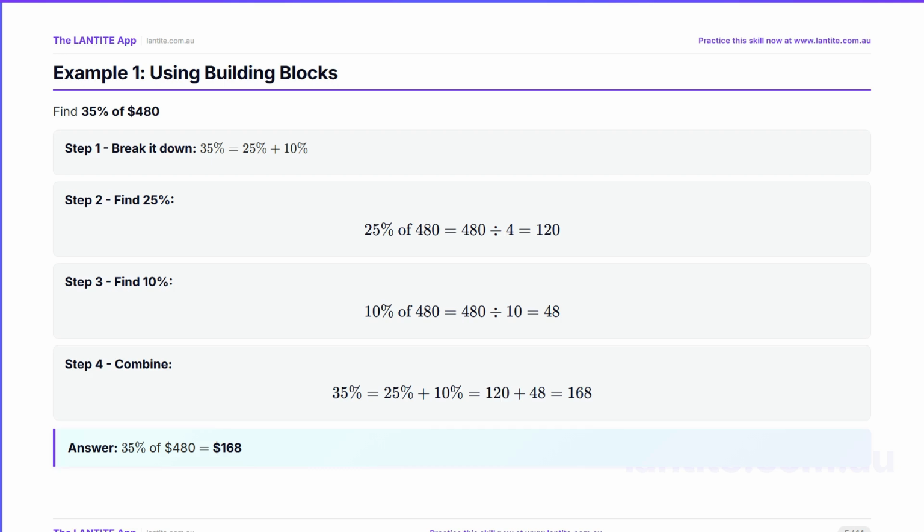Let's work through our first example. Find 35% of $480. First, break 35% into building blocks: 25% plus 10%. 25% of 480 is 480 divided by 4, which is 120. 10% of 480 is 480 divided by 10, which is 48. Now combine them. 120 plus 48 equals 168. So 35% of $480 is $168.